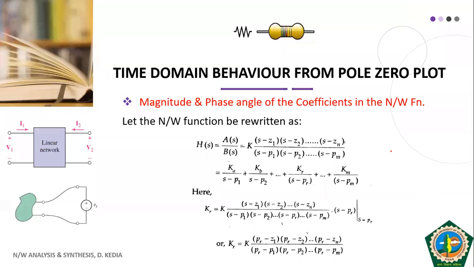So students, after discussing the stability part, now we move to the next thing that we can determine from the pole zero plot.